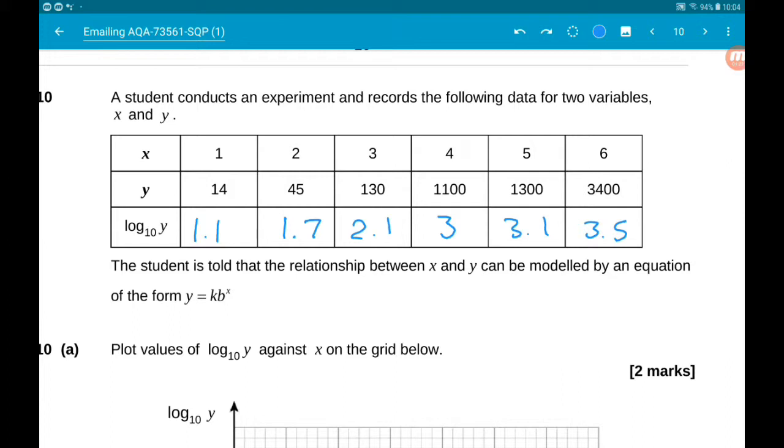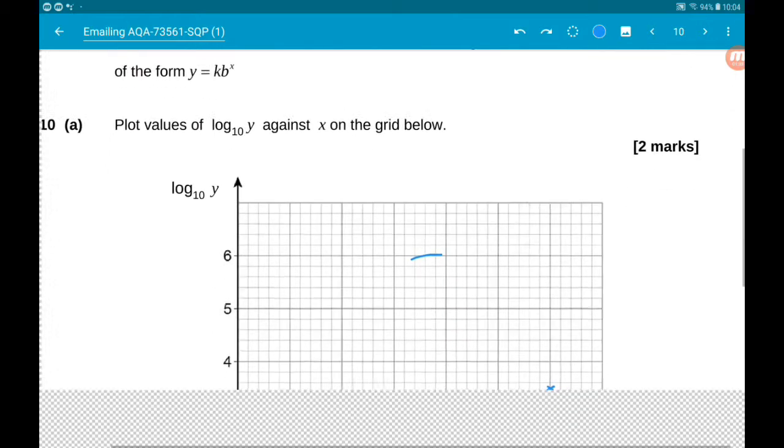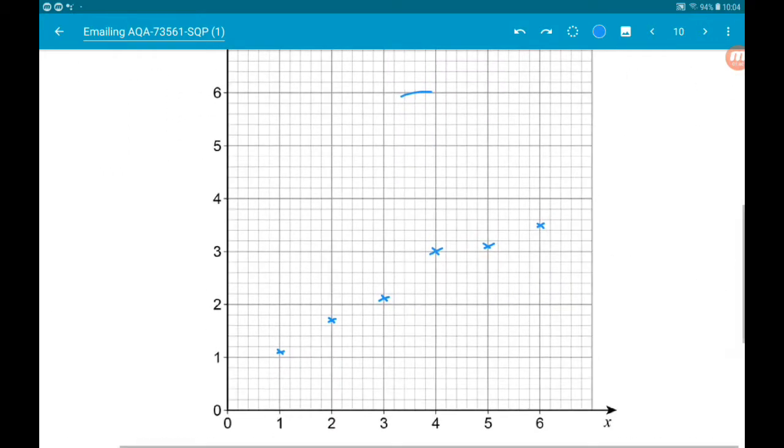Okay, so now we want to plot the values. So we use the x values across the bottom and our log 10 values up the side. And hopefully you can get something looking just like that.